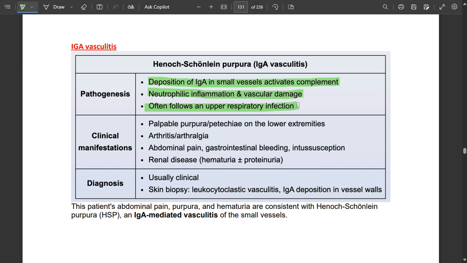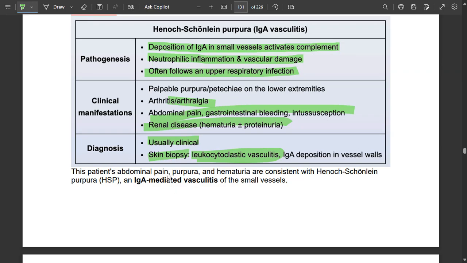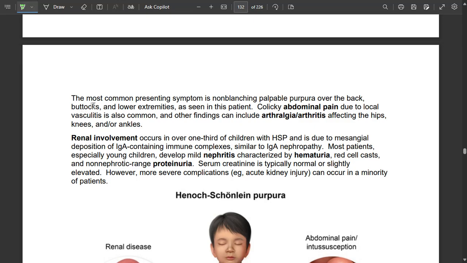Clinical manifestations are palpable purpura, typically on the lower extremities, arthritis, abdominal pain with possible GI bleeding, and renal disease with hematuria, plus or minus proteinuria. Diagnosis is clinical. Skin biopsy shows leukocytoclastic vasculitis with IgA deposition in the vessel wall. The patient's abdominal pain, purpura, and hematuria constitute HSP, an IgA vasculitis of the small vessels.